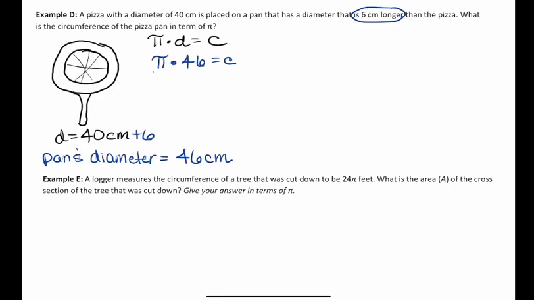So what's pi times 46? Believe me, it is this easy. It's going to be 46 pi, and we're going to put centimeters. 46 pi centimeters. I know that looks like a weird answer, but that's fine if we want to keep our answers in terms of pi. You're going to be doing a lot of this in 8th grade, but 46 pi centimeters is a perfectly fine and acceptable answer.